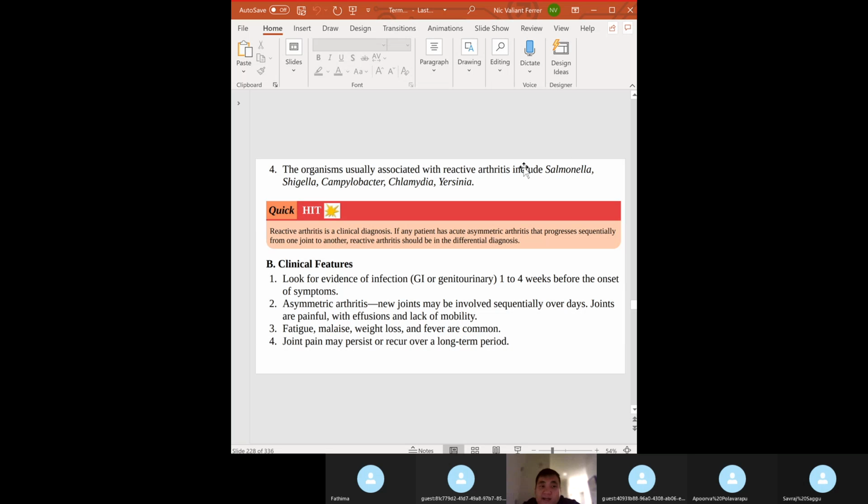High yield, the organisms usually associated with reactive arthritis include Salmonella, Shigella, Campylobacter, Chlamydia, and Yersinia. It is a clinical diagnosis. Can't see, can't pee, can't climb a tree.